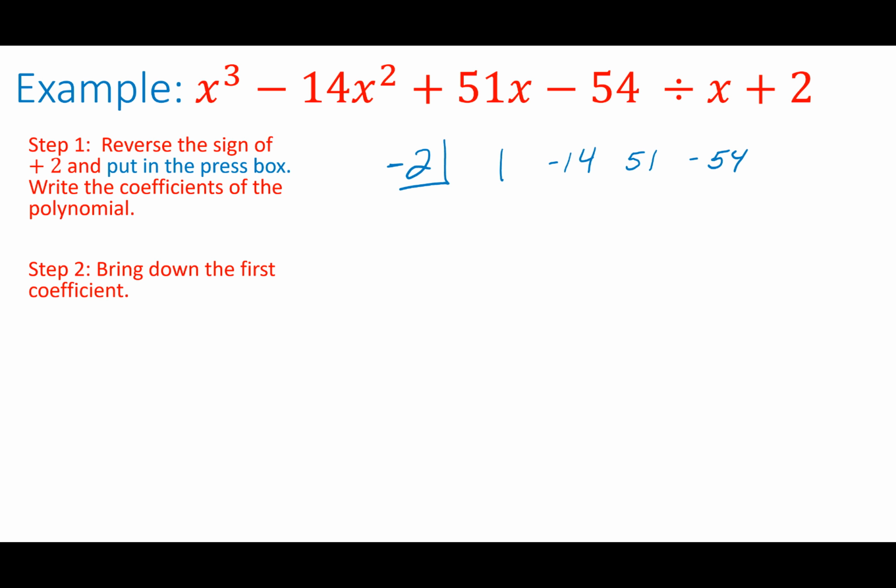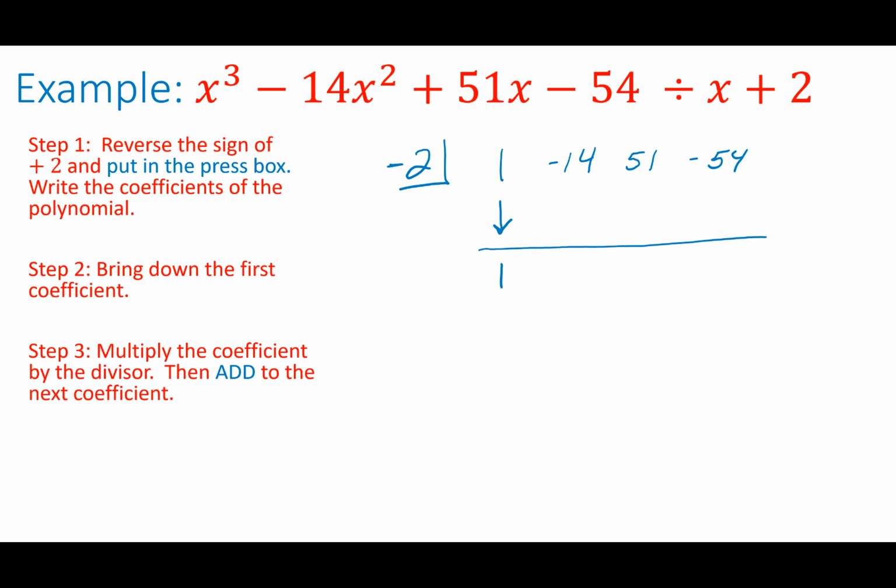Okay. Step 2, bring down the very first coefficient. Okay, so this one's going to be pretty straightforward. I'm going to bring this down, and I'm just going to write 1 here. Multiply the coefficient by the divisor, then add to the next coefficient. What that means is I'm going to take this and multiply here, and then it's going here. So 1 times a -2 is -2.